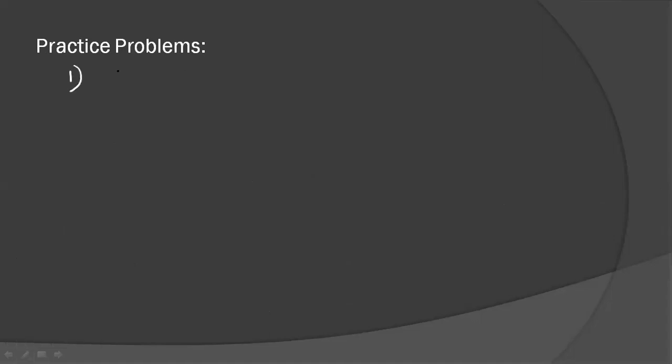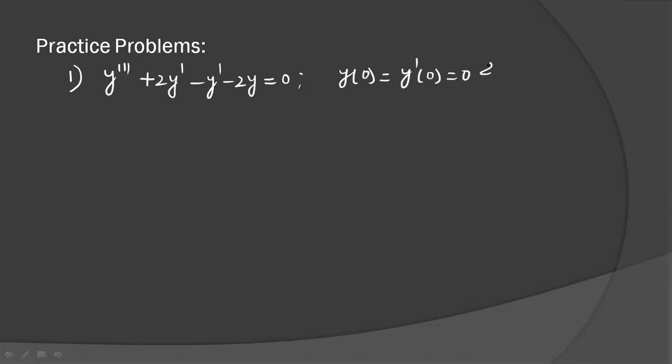First problem is y triple dash plus 2y double dash minus y dash minus 2y equal to 0, and given is y(0) equal to y dash(0) equal to 0 and y double dash(0) equal to 6. This is the given initial condition. This is the initial value problem. You can see that.